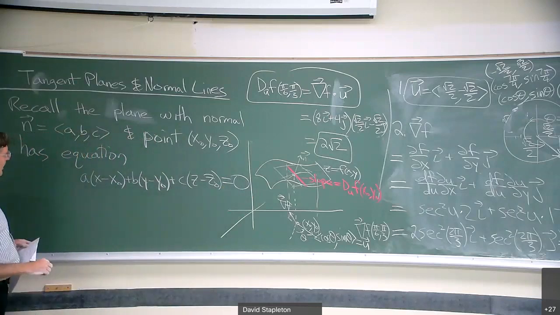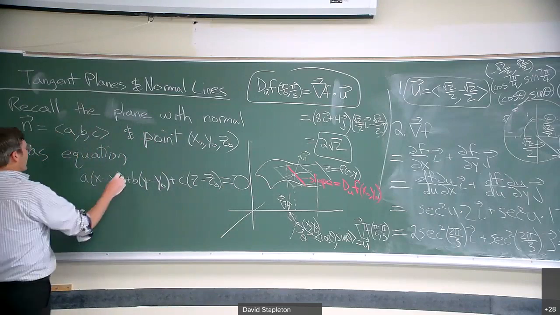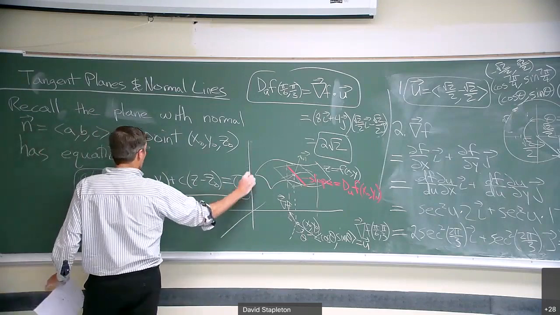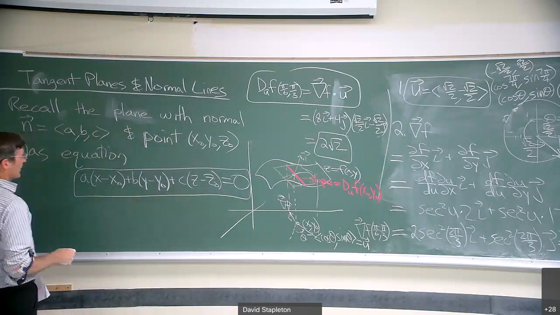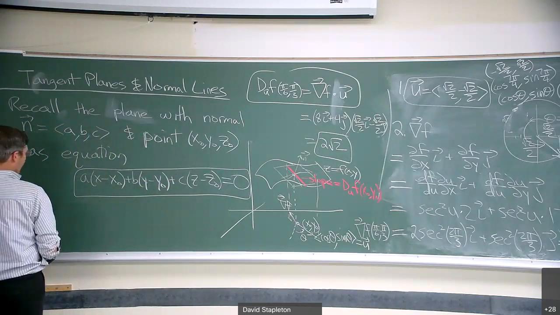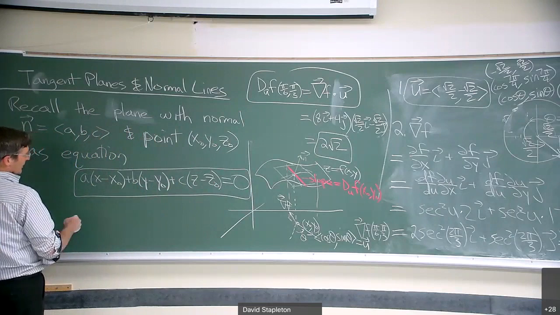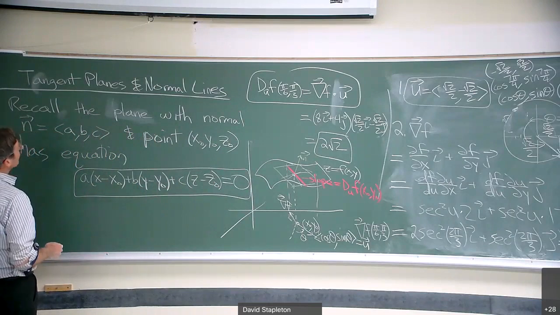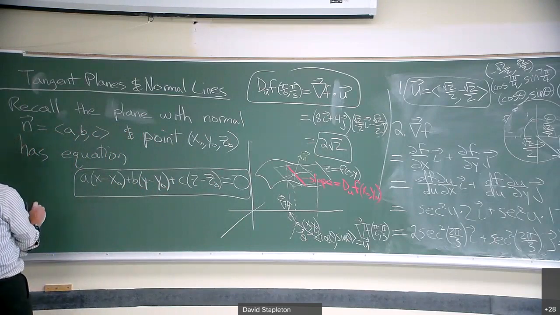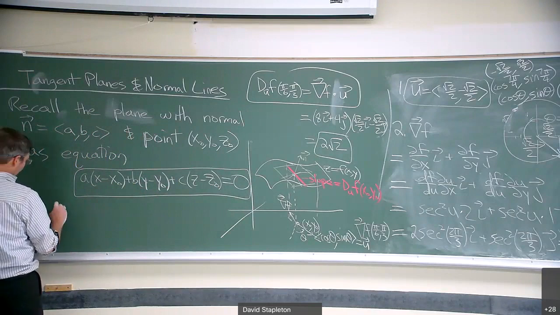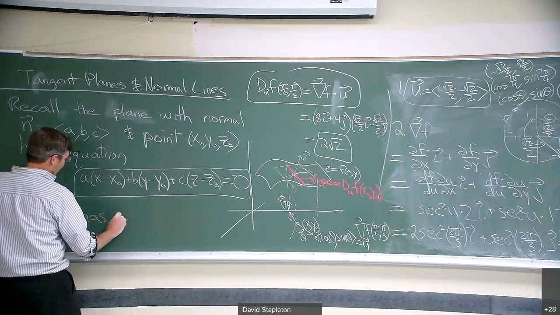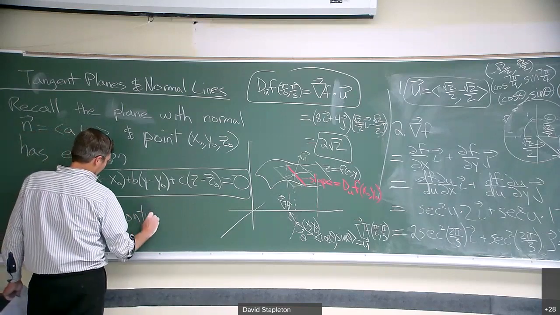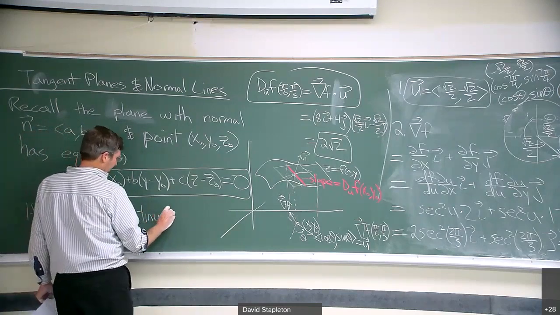It's not too hard to derive that actually. But that's the point normal form for the plane. And then if you multiply this out, this shows that every plane can be put in the form ax plus by plus cz equals d. Now, what about the tangent plane? If f has continuous partial derivatives, meaning actually in a region about the point.